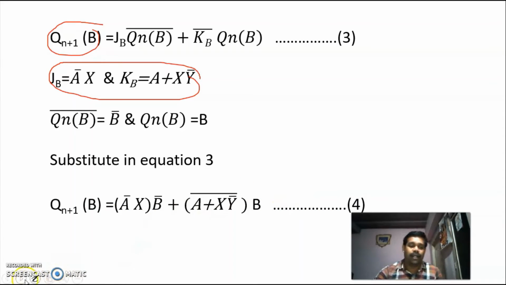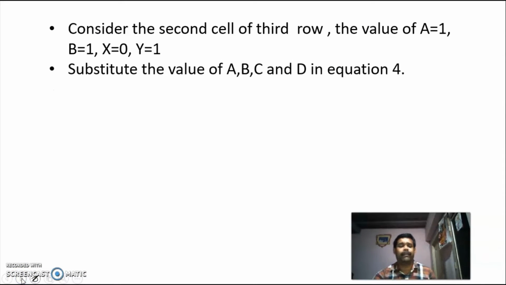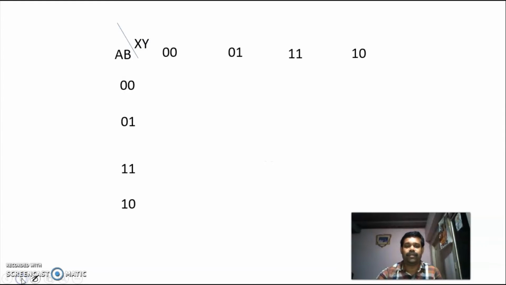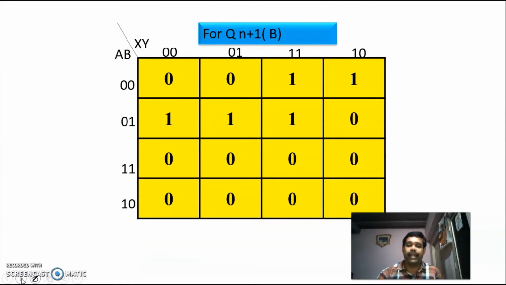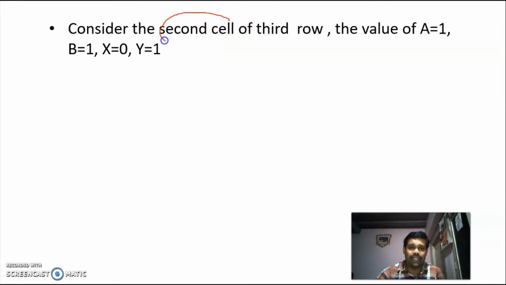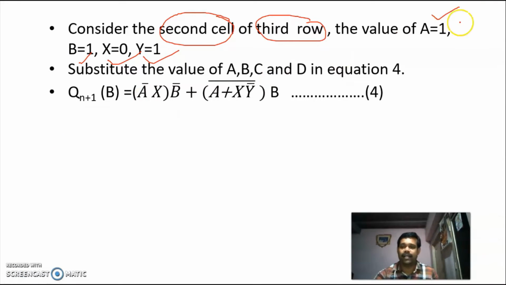Next we have to take a similar next state map for B. This is the next state map for B. In this map we are considering the second cell of third row. That is, the value of A is 1, B is 1, X is 0, and Y is 0. And we are substituting these values in equation 4.